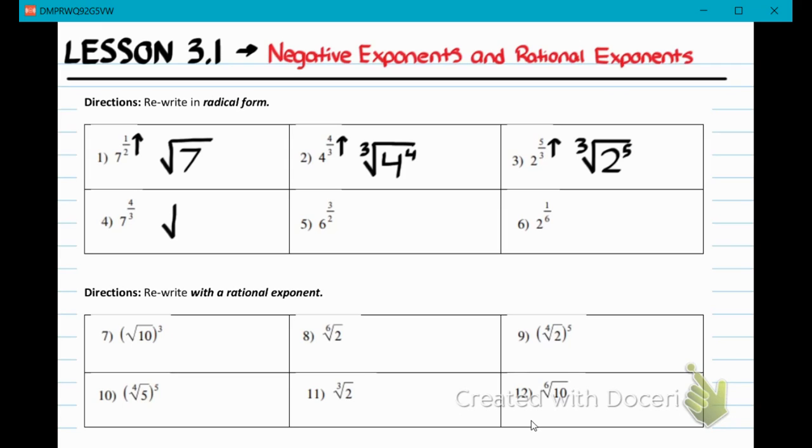I'm going to make this 7. 3 is going to be the root. 4 is going to be the exponent because you're working backwards.